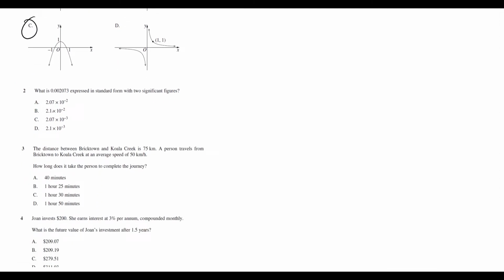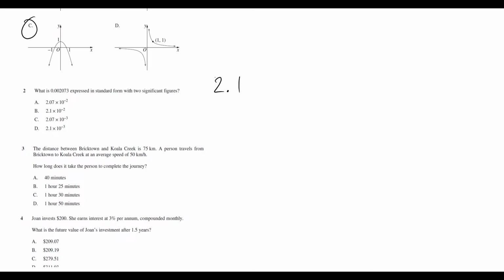So what is 0.002073 expressed in standard form with two significant figures? Okay, so two significant figures, let's worry about that part first. The first non-zero number is a 2. And then we always put a decimal after that, and then we'll round up. So it's a 7, so we'll round up that 0 to a 1. Okay, so then we'll get a 2.1.